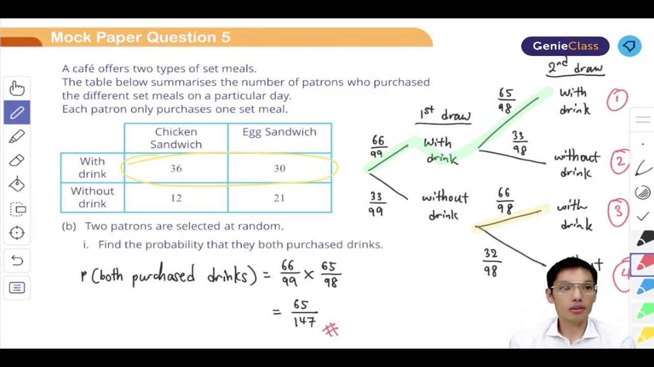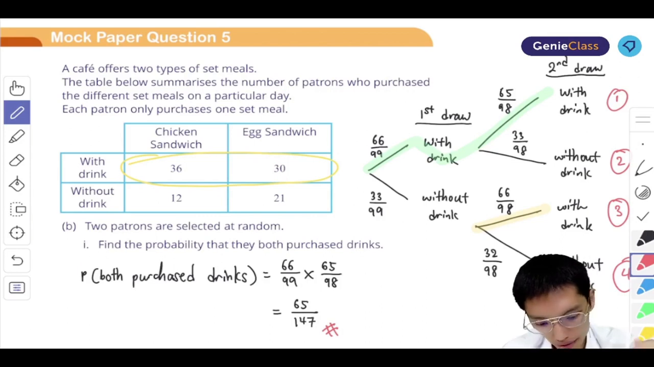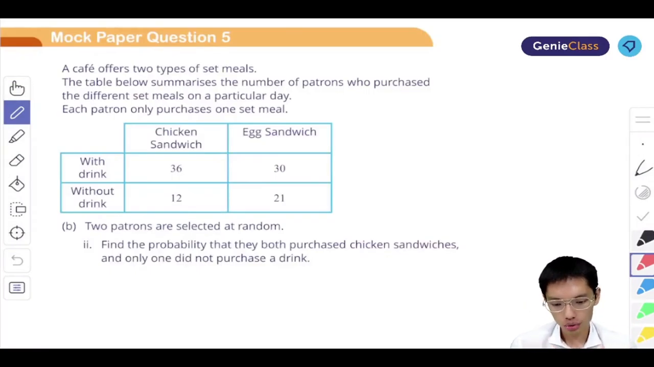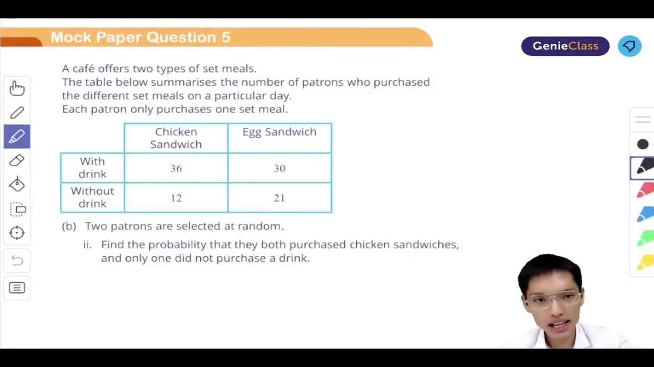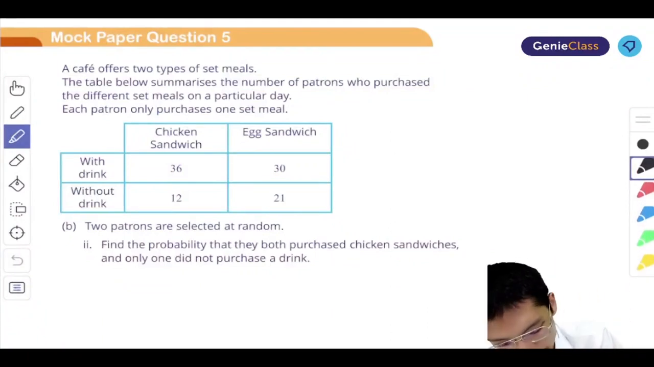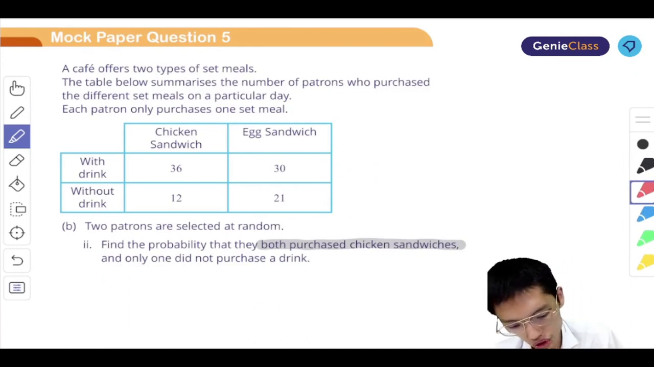A good question that Denise asked is, if you are not sure of the answer, always remember, just draw the tree diagram. It will help you a lot. But certain questions might be a bit hard to draw, and this is one of them. It's hard to draw such questions for a tree diagram. So in this case, you have to be very clear. Both purchased chicken sandwich, and only one did not purchase a drink.